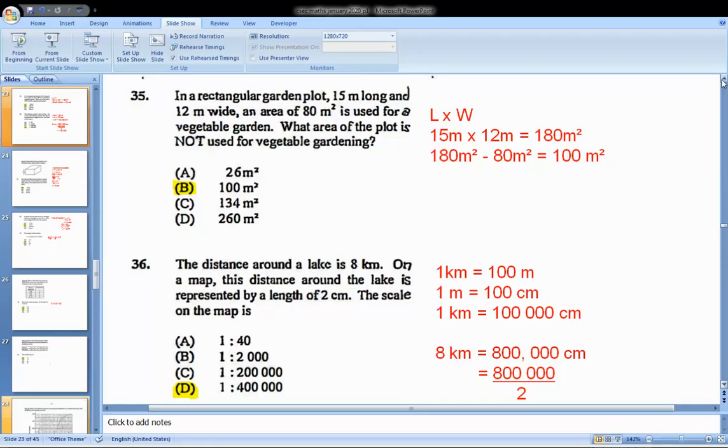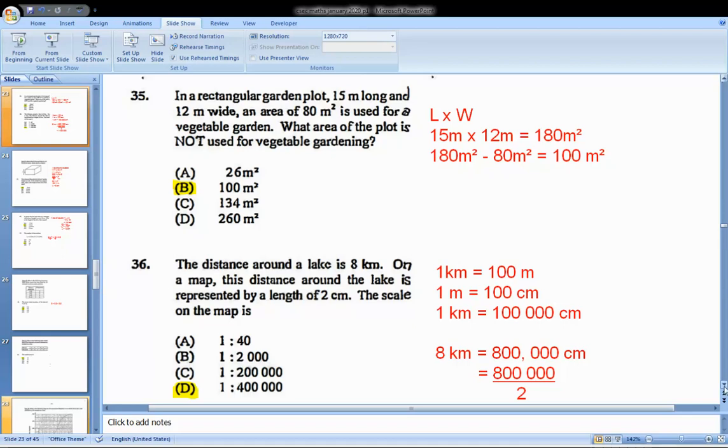Now they want us to find the area of the plot that is not used. So we subtract the 80 square meters from the 180 square meters, and therefore the area of the plot that was not used is 100 square meters. That is the unused part they wanted us to give.